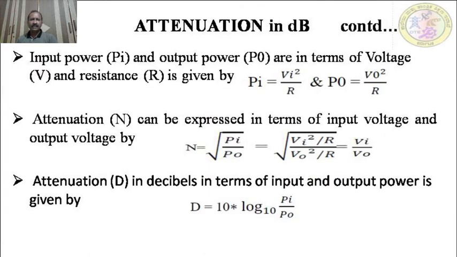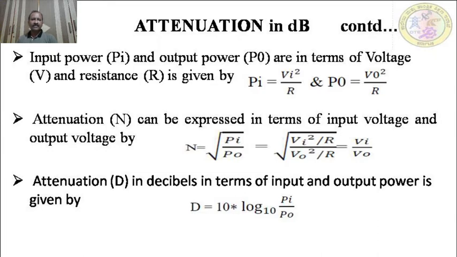Next, you are going to represent in terms of voltage. Input power Pi and output power P naught in terms of voltage V and resistor R are given by the expression Pi is equal to Vi square divided by R, and output power P naught is equal to V naught square divided by R. Attenuation n can be expressed in terms of input voltage and output voltage by substituting the Pi value and then the P naught value in the power expression. n is equal to square root of Vi square divided by R whole divided by V naught square divided by R. R cancels, square and square root cancel, n is equal to Vi by V naught.